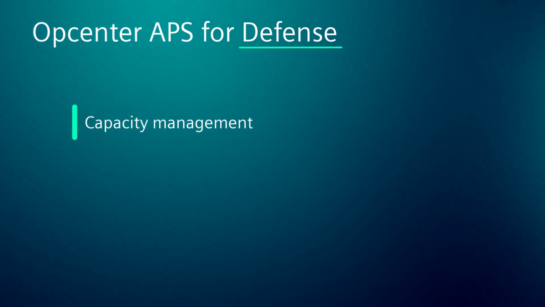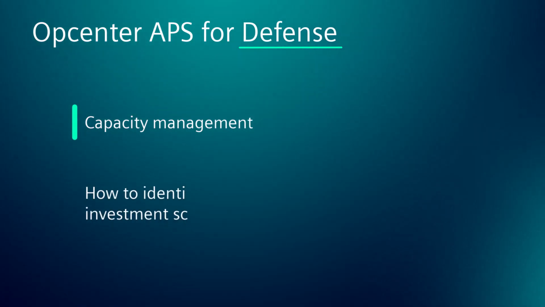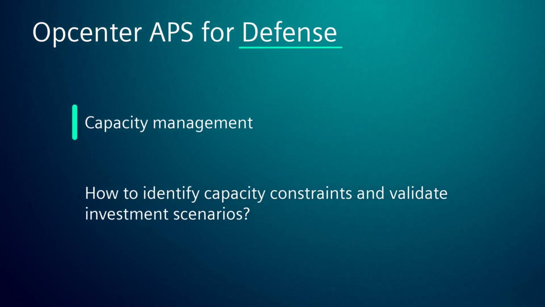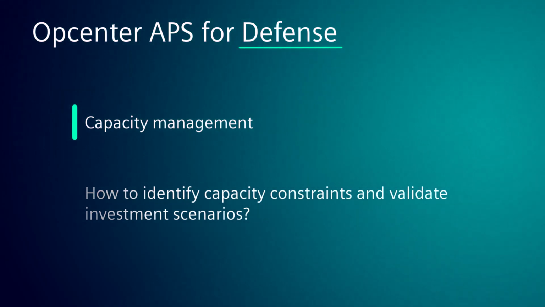Second, identifying bottlenecks and testing capacity improvements. Every manufacturing facility has constraints. The challenge is identifying which machines are limiting your output, and then deciding if it's worth investing in more capacity.